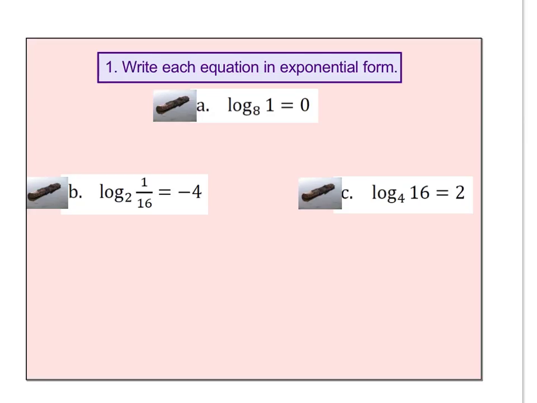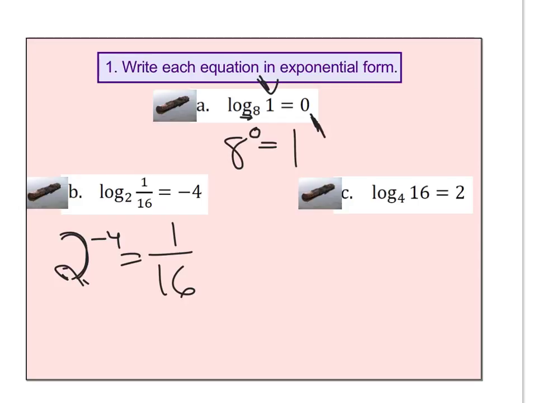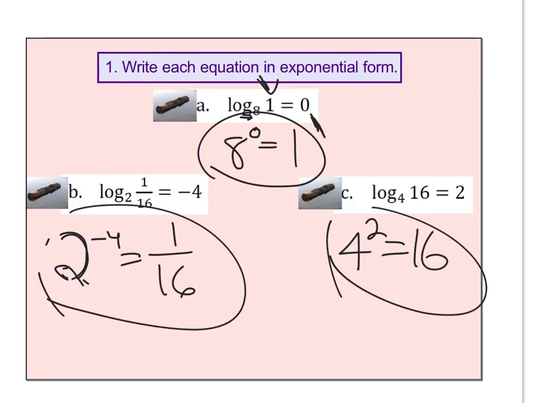Let's look at what I'm saying here. This is saying 8 to the 0 equals 1. This is my base, this is the exponent, and this is my answer, what it equals. For b, that's 2 to the -4 equals 1 over 16, and that should make sense: 2 to the -4th is 1 over 16. And here, this is 4 squared equals 16. So there's my answer, my answer, my answer.